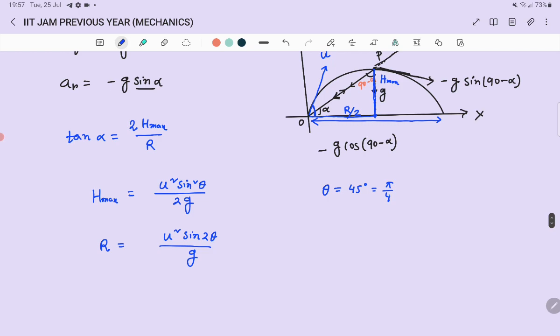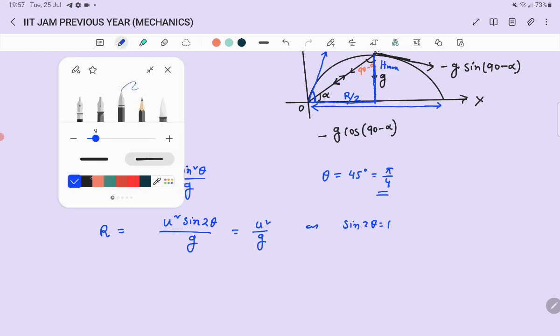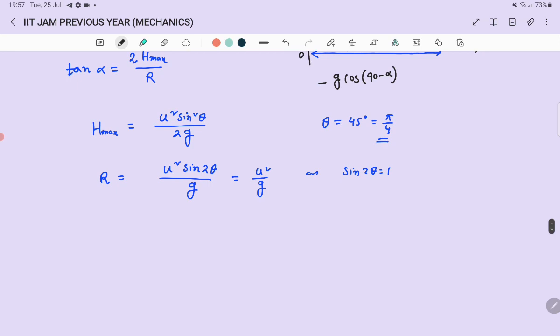Now if theta is 45 degree, then obviously sin 90 is 1, so it will be just u square upon g, as sin 2 theta is equal to 1, as theta is equal to 45 degree. So we can use that h max upon r is u square sin square pi by 4 divided by 2g divided by r, that means it will be g upon u square.